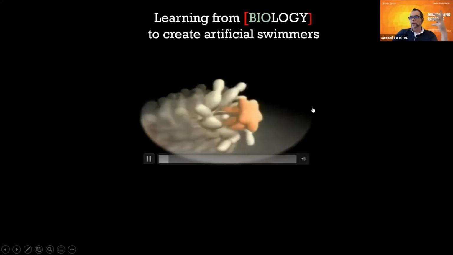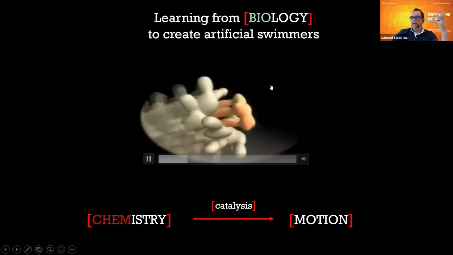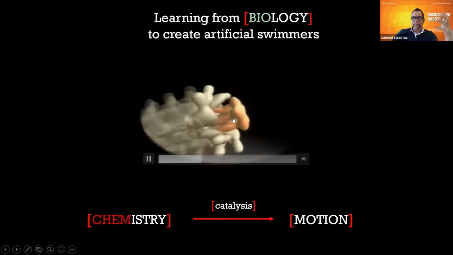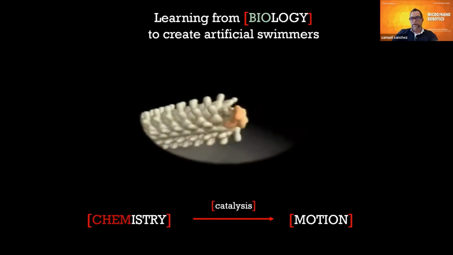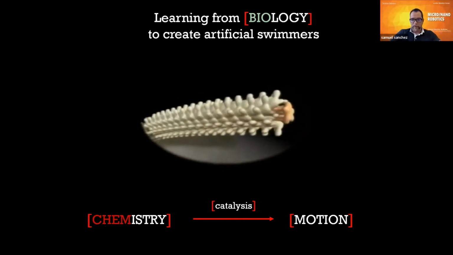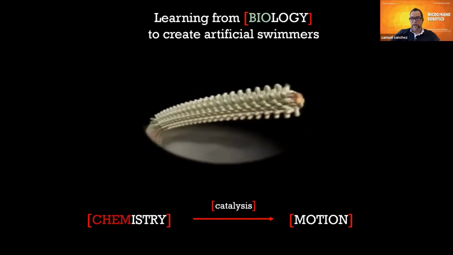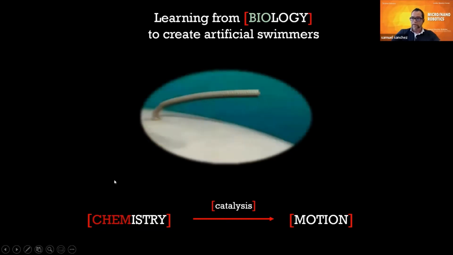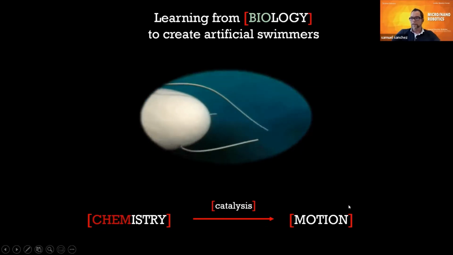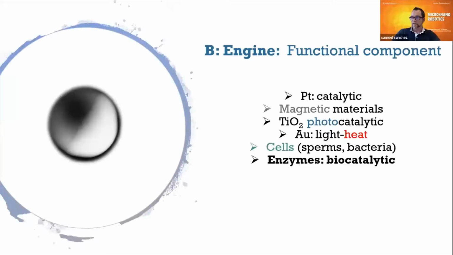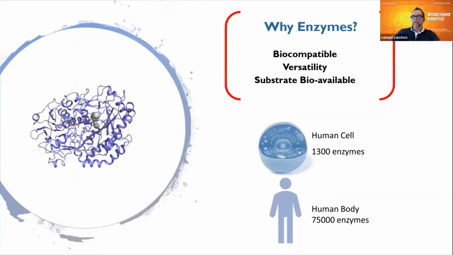And then we need to learn again from nature. Nature has created very impressive examples like bacteria. They can move at the nanoscale, even though it is at low Reynolds numbers, where the viscosity is very high and there's no inertia, but they can convert chemistry through catalysis into motion. So we use enzymes. Why enzymes? Because these are biocompatible, bioavailable, and you can find them inside your body.